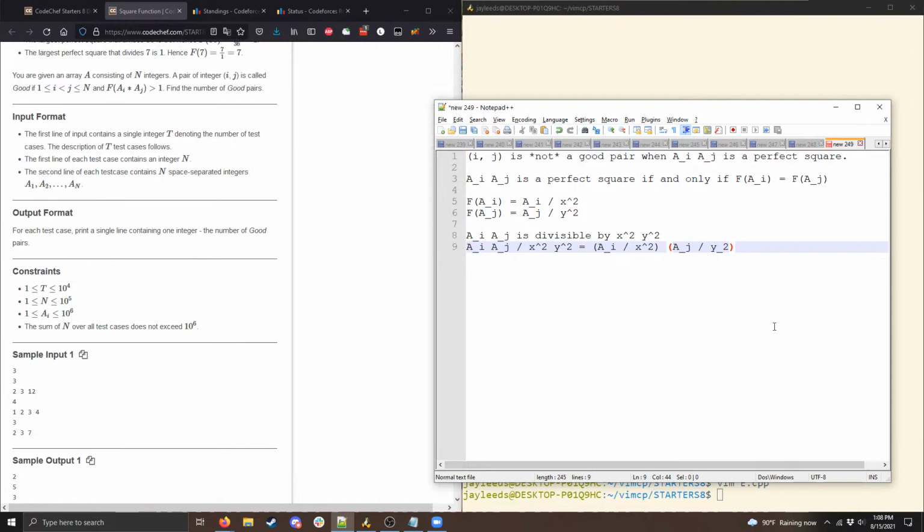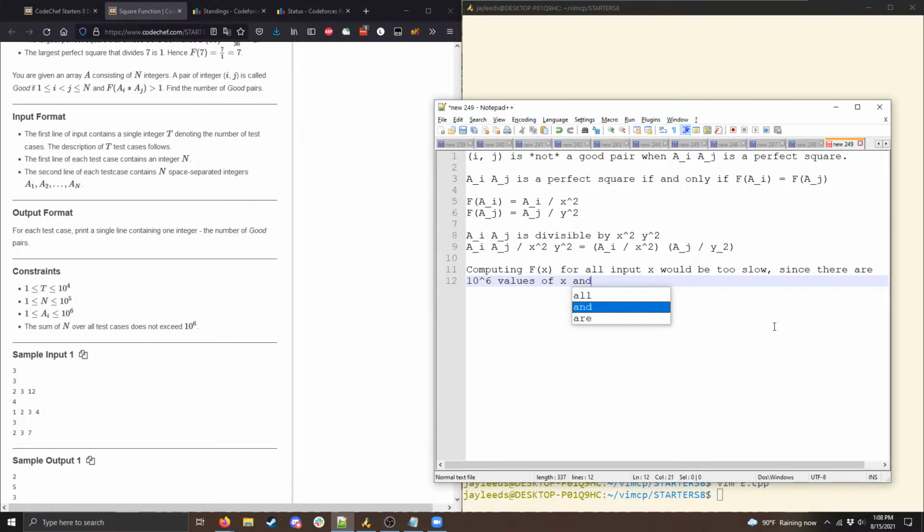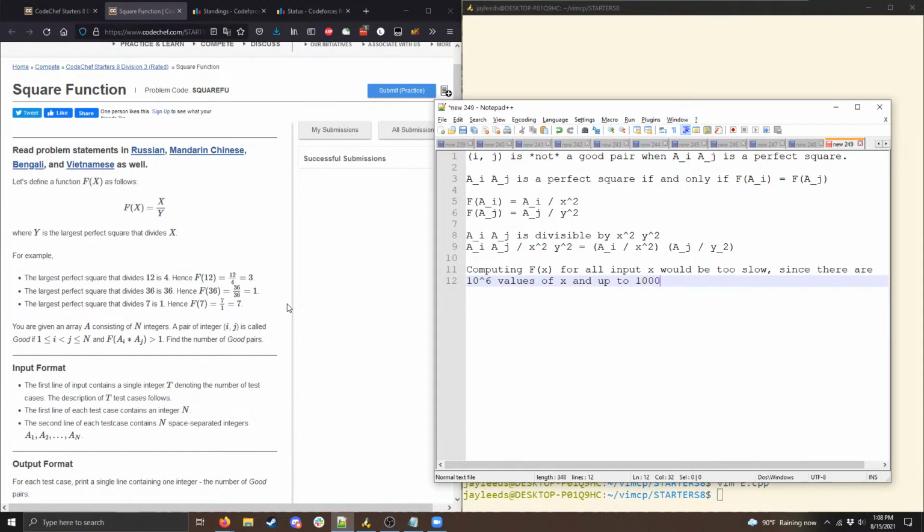Now, computing f of x for all input x would be too slow, since x can be up to 10 to the 6, and there are 1,000 perfect squares to check.